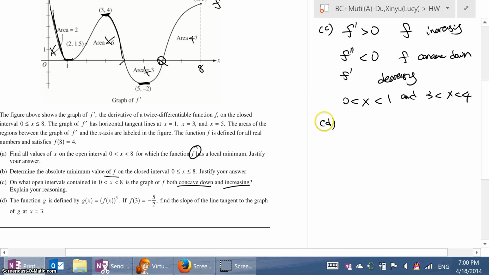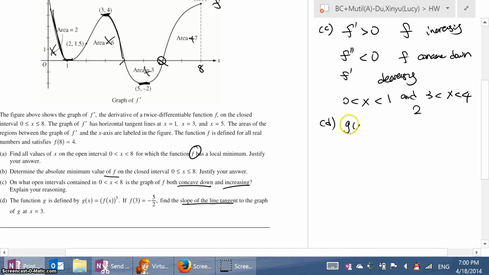So let's go to part D. And we also get 2 points for correctly answering part C. The function g is defined by g(x) equals f(x) cubed, and f(3) equals -2.5. Find the slope of the line tangent to the graph of g at x equals 3. So we have to find the derivative at the point 3.